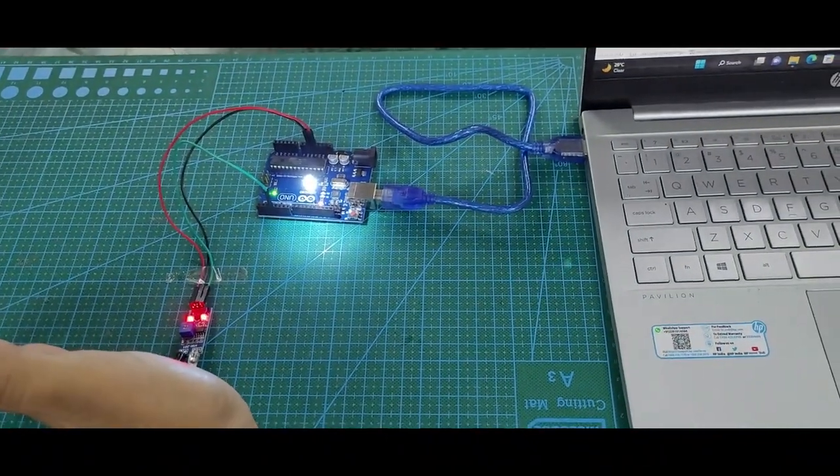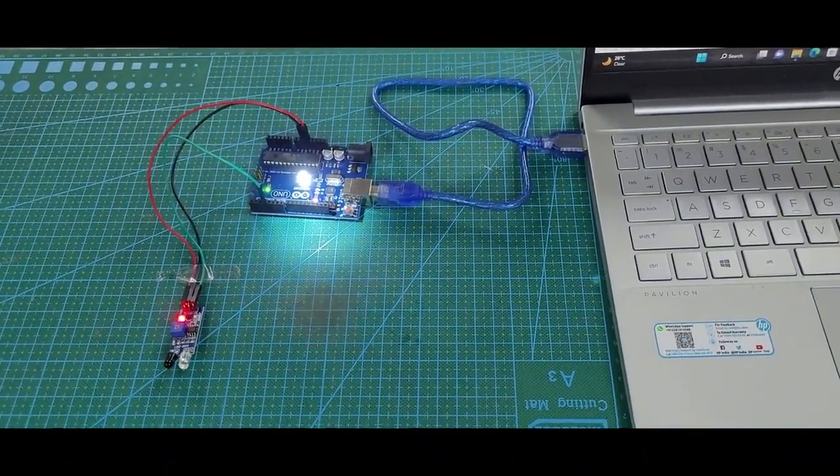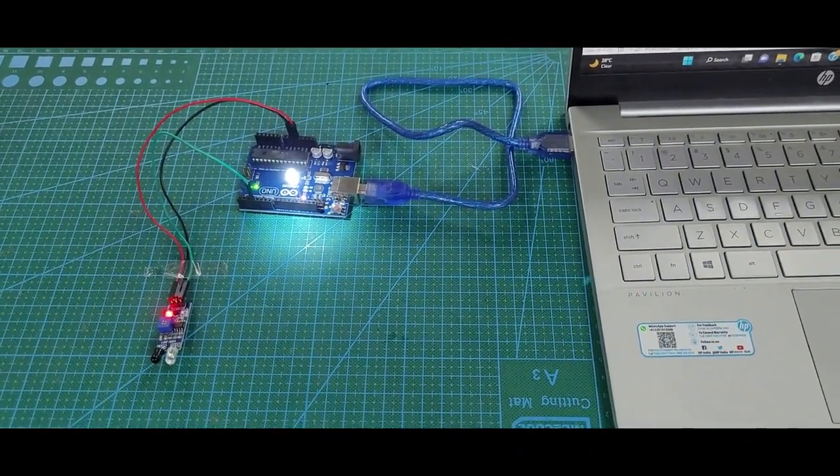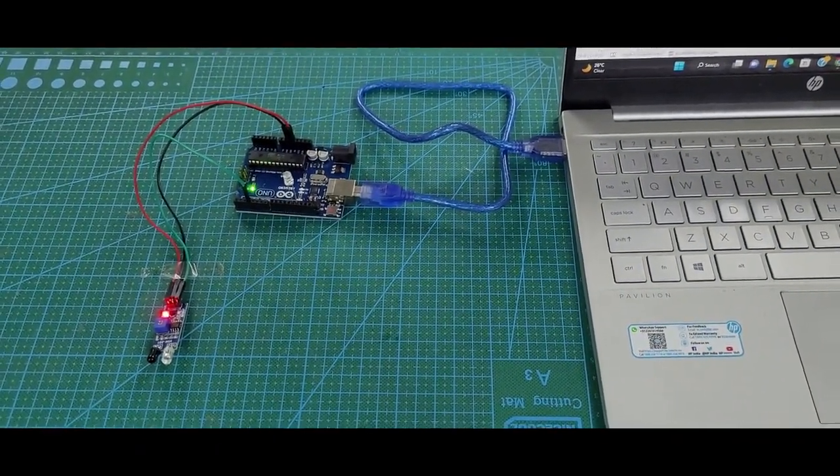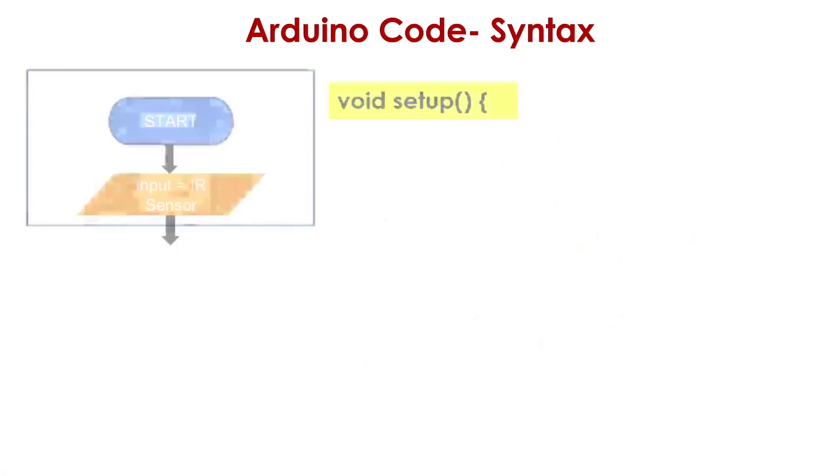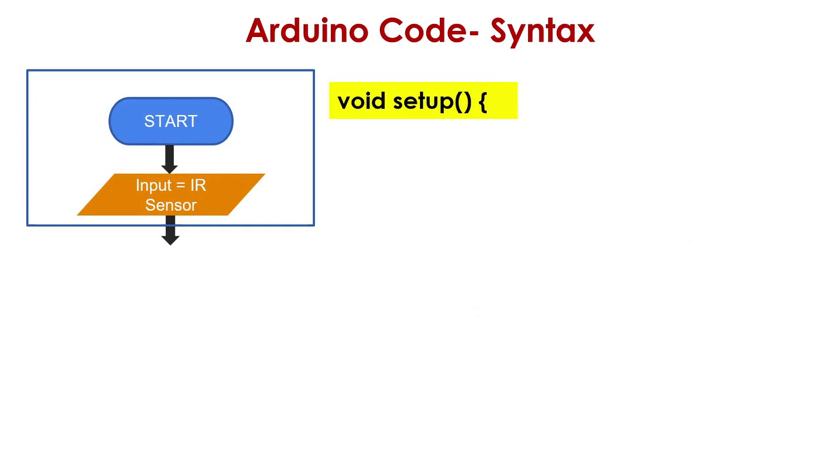Now let's see. The hand is there in front of the IR sensor. Now the LED is on for 5 seconds and it turns off. So you can add multiple things in your code as well as your process flow diagram.